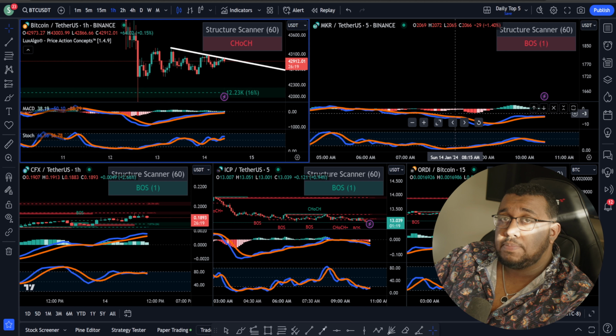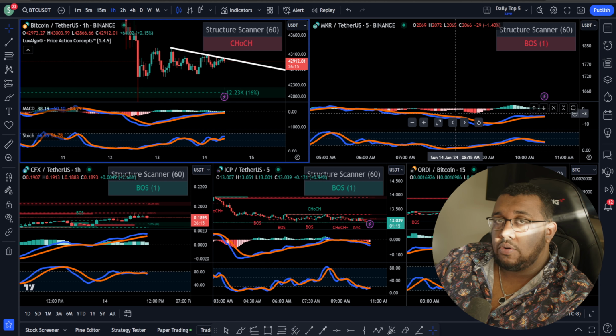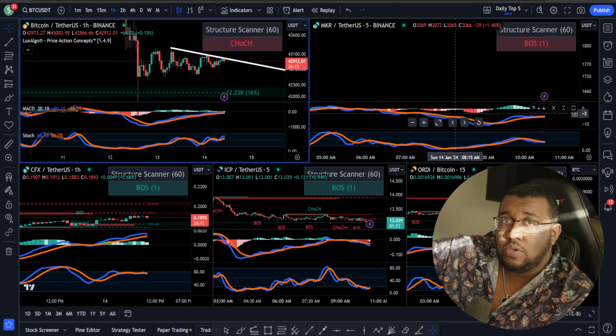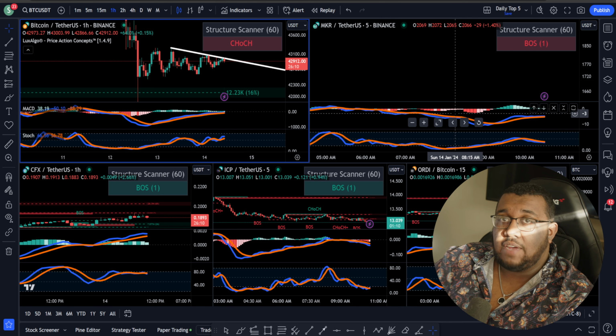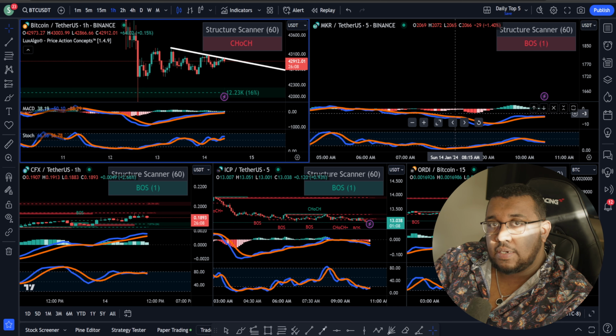Price action concepts by LuxAlgo in a very spoon-fed tutorial. I feel like a lot of tutorials out there give you a high overview and not the nitty-gritty stuff that you actually have to know if you want to make those consistent profits.